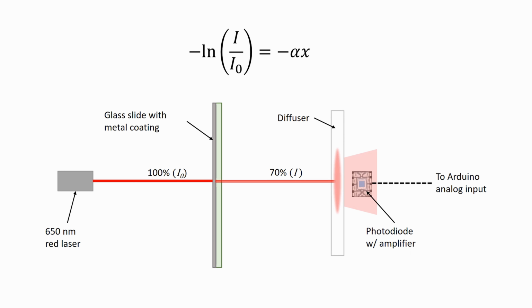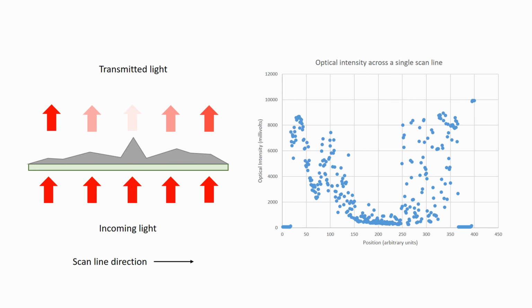The formula shown above is just a rearrangement of the gamma shielding formula shown earlier. The photodiode voltage with no sample in the laser path will be I0, and the voltage with a sample in the laser path will be I. By entering these into the formula and knowing the absorption coefficient of our material, we can calculate film thickness. Let's take this a step further.